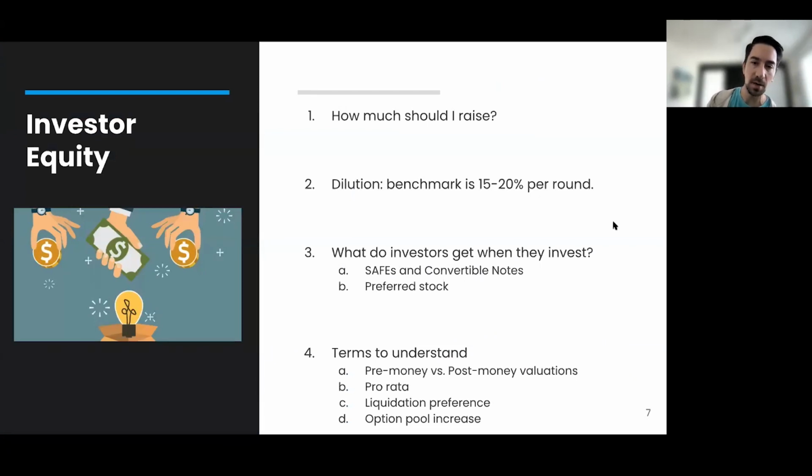Investor equity, and we can try to go through this sort of quickly. We'll have more about investor discussions in another course. But look, at a high level, how much you should raise is once again a function of how much you need to prove and how expensive your industry is.